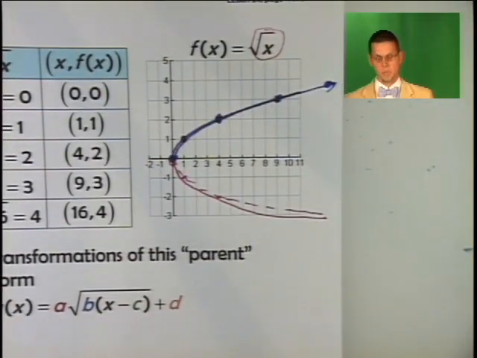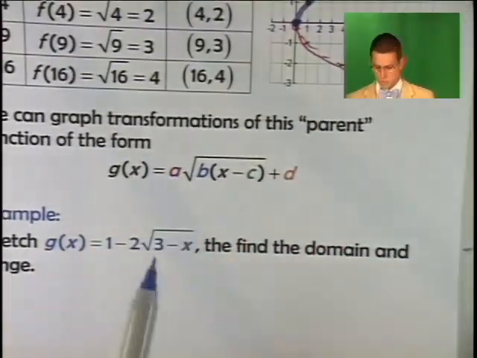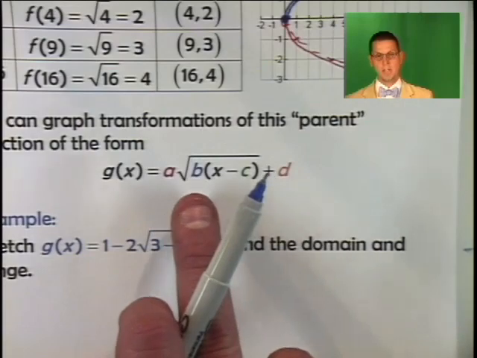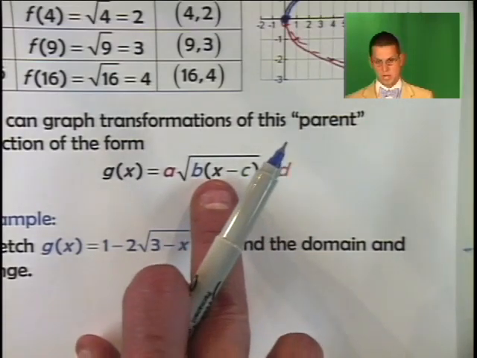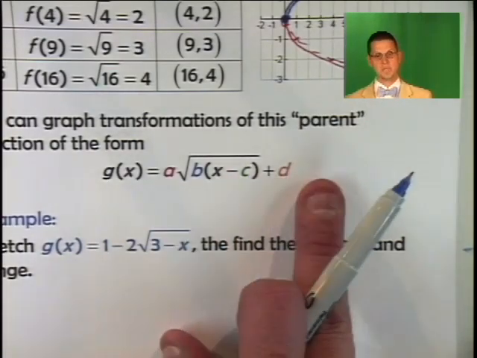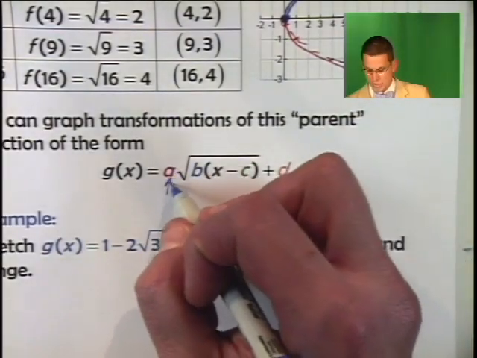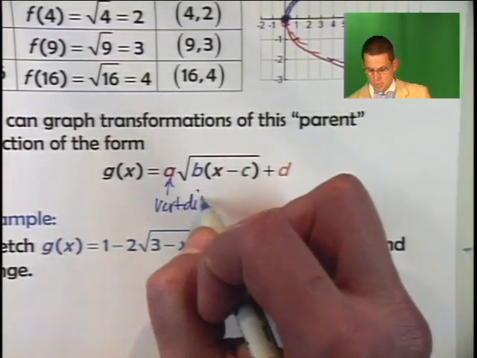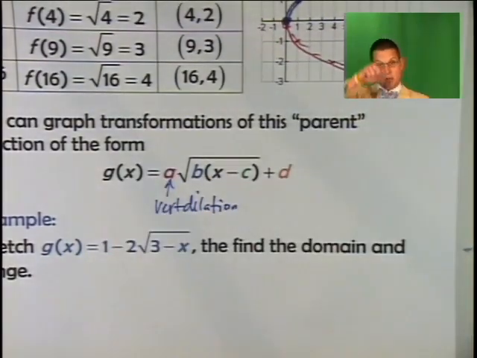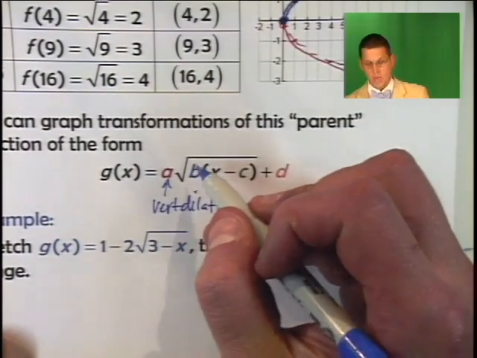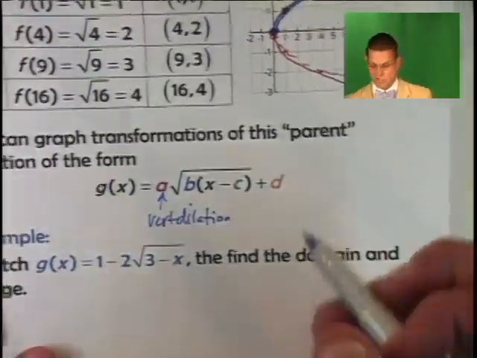All right? So let's look at graphing transformations of that parent function. Any transformation we're going to sketch is going to be of the form a times the square root of b times the quantity x minus c, plus d. And if you remember, a is just your vertical dilation. It's the stretch. It's vertically taller or narrower. And if a is negative, it's an x-axis reflection.